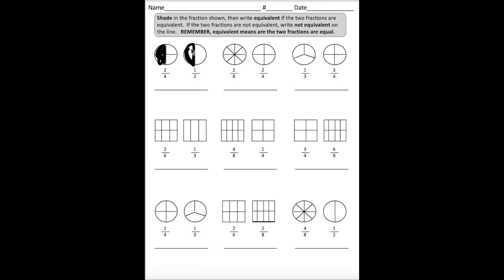So now I'm going to think, do these 2 fractions show the same thing? Is my whole covered the same amount on both? And I can tell that yes, it is the same amount. So they are equivalent. So I would write on the line is equivalent.